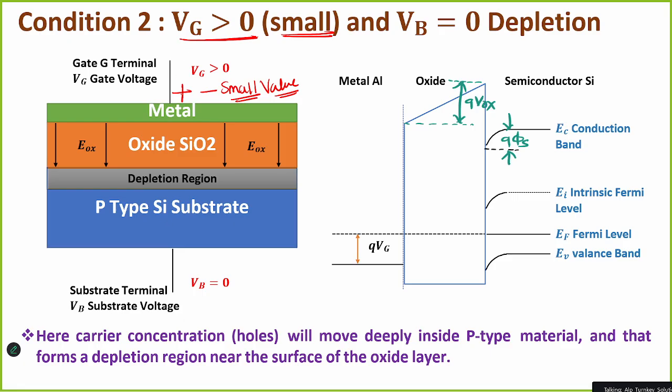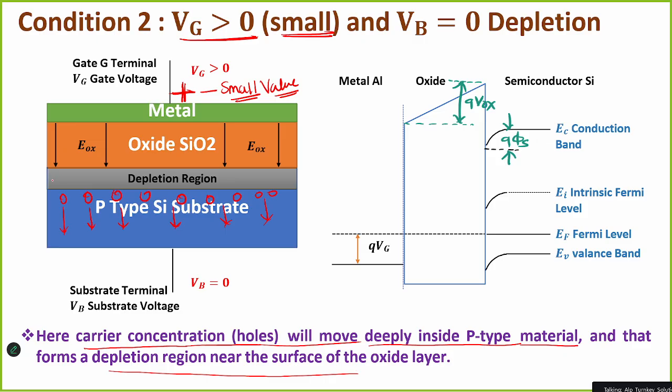So here positive. Positive means what are the majority carriers? Holes. Will the holes be repelled or attracted? Here positive, like charges repel, so the holes will be repelled. So whatever holes are there will move deeply inside the p-type material, and that forms a depletion region near the surface of the substrate.